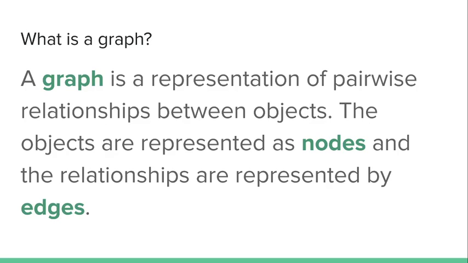In this lesson, we're going to learn about graphs. Graphs give us another way to represent relations between entities. So in a graph, we have a representation of pairwise relations between objects. The objects are represented as nodes in our graph, and the relations or relationships between those objects are represented by edges of the graph. We'll see some examples of what graphs look like and how they represent data in this lesson.